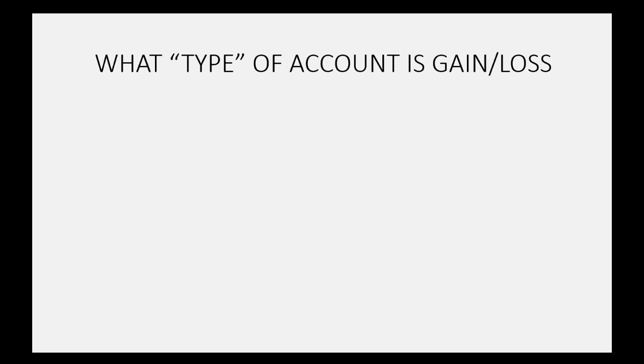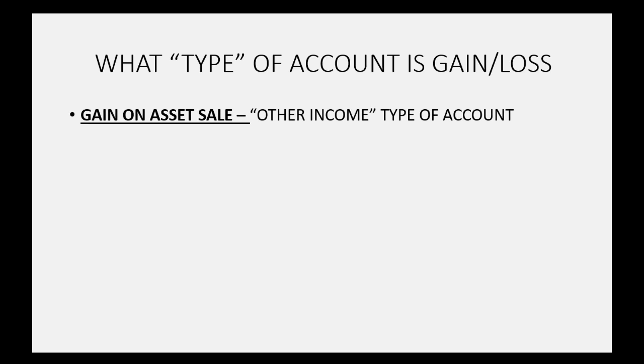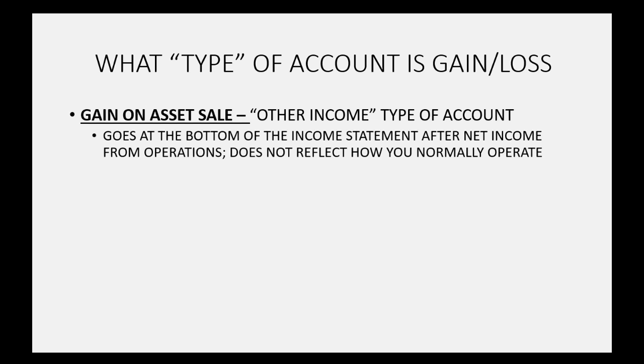Now, what type of accounts in the chart of accounts would be a gain or loss from the sale of an asset? Well, the gain on a sale of an asset would go in your chart of accounts as an other income type of account. It goes at the bottom of the income statement after net income from operations because it does not reflect how you would normally operate. That's because you're not really in the business of selling these assets.